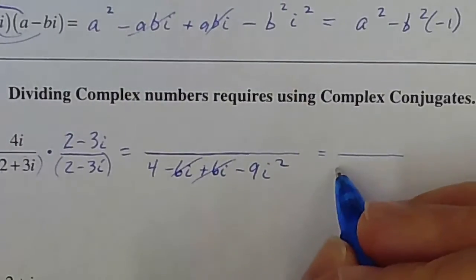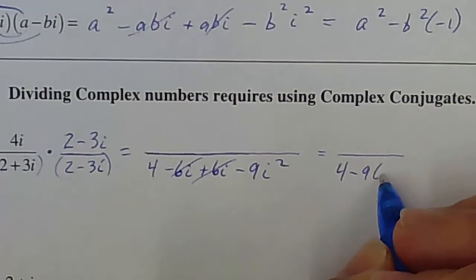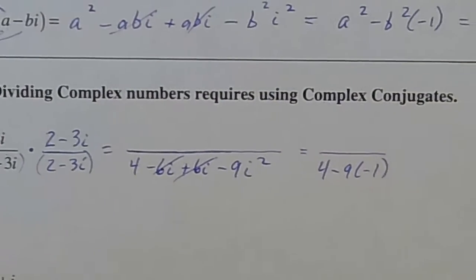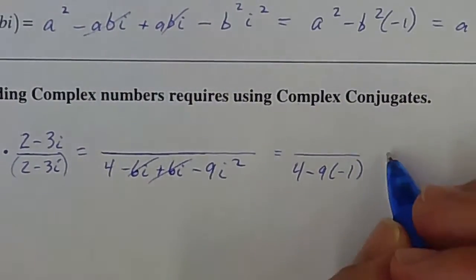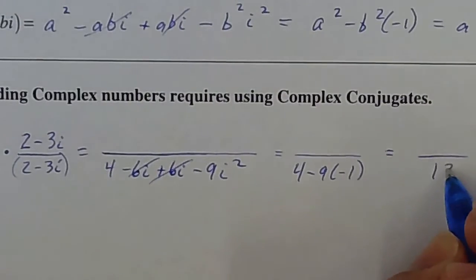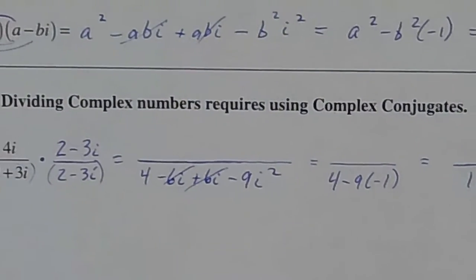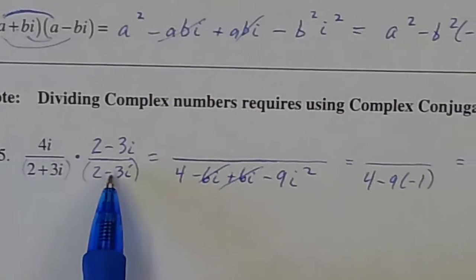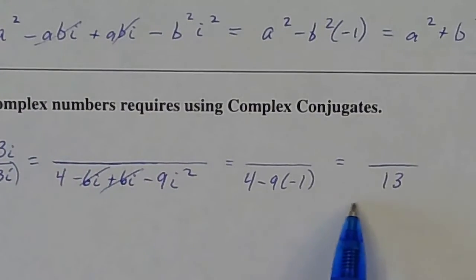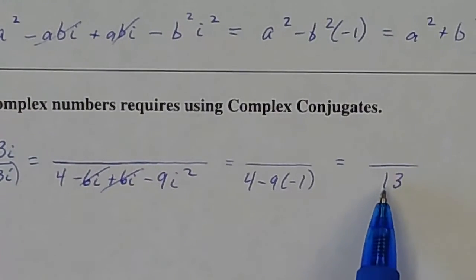So the i's are gone. I have 4 now minus 9 times negative 1, which is going to give me 4 plus 9, which is 13. So that's what I was talking about. By choosing to multiply by the conjugate, you should have just some type of integer or real number as a result. You're not going to have an imaginary number anymore.